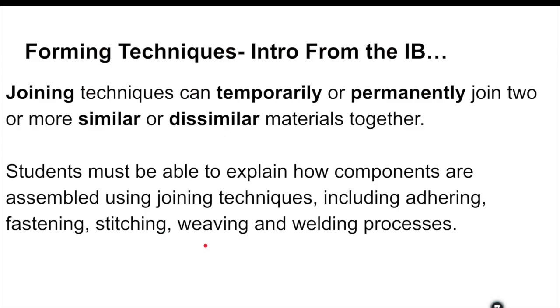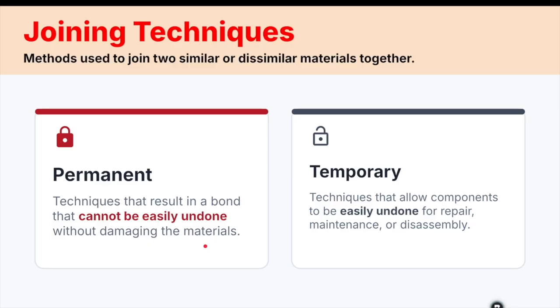Joining techniques can temporarily or permanently join two or more similar or dissimilar materials together. You must be able to explain how components are assembled using joining techniques, including adhering, fastening, stitching, weaving, and welding processes. So the first question that you need to ask yourself when you're joining together different materials is whether you want this joint to be permanent or temporary.